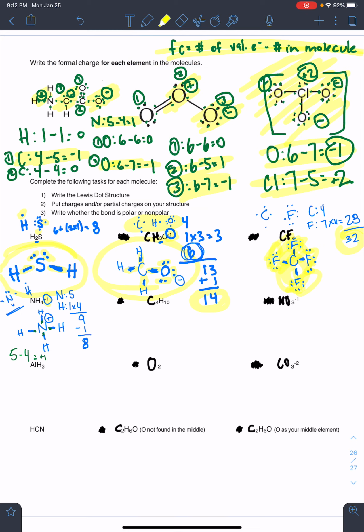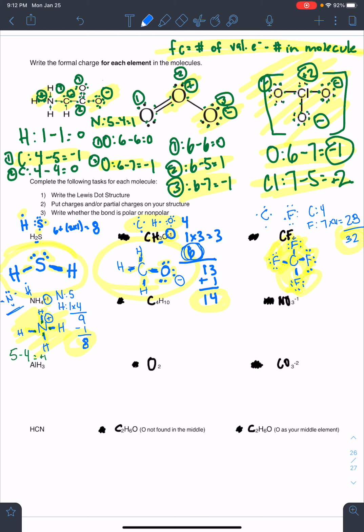Now we can make sure that we add up to 8 valence electrons. 2, 4, 6, 8. So 8 valence electrons. So this is your structure for NH4+1. You might have to try lots of these several times, but that's okay. You'll get the hang of it as you work on them.